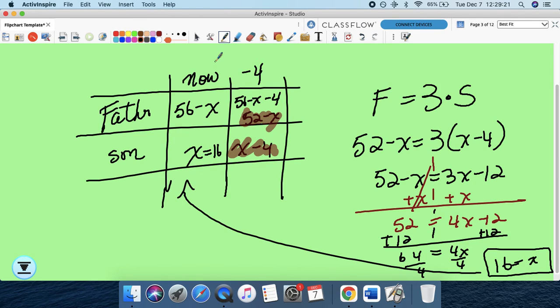So we knew that the ages of the son and the father plus each other equals 56. So if the son is 16, it means that the father is 56 minus 16, which gives you 40. Right? Makes sense. 4 years ago, the father was 36 years old. And the son, 4 years ago, was 12 years old. And look at the relationship that we were given, that the father 4 years ago was 3 times the son. Look. Yep, 3 times the son.